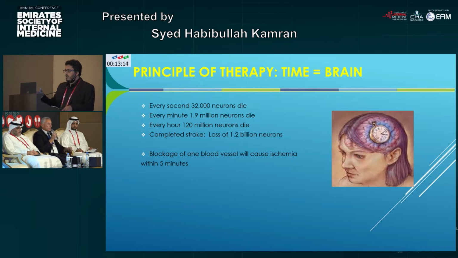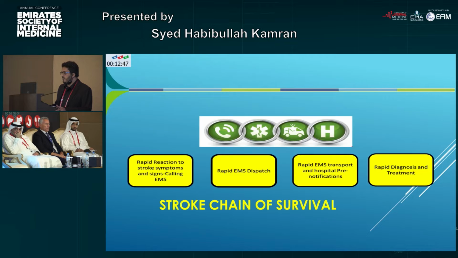Before going to the next slide, I just wanted to tell you what a stroke is. Stroke means there is an occlusion or rupture of the blood vessels, so the brain does not receive blood circulation. We divide stroke into two parts, ischemic stroke and hemorrhagic stroke. Almost 70% of strokes are ischemic, so we will discuss here the management of ischemic stroke.